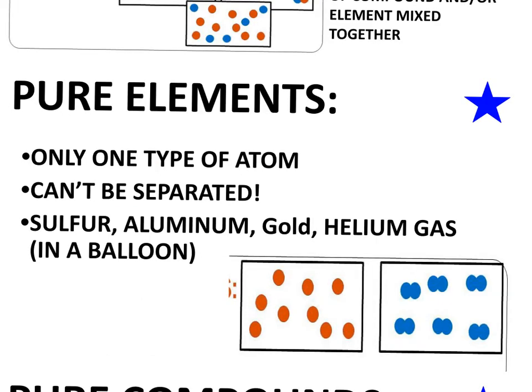Pure elements only contain one type of atom. They cannot be separated, and these are ones that I'm going to find on my periodic table. I can have individual elements, or I can have what are called diatomic, and that's just where I have 2 of the same element bonded together. These are typically my gases.